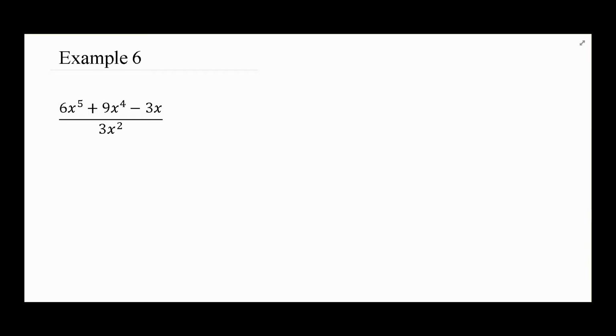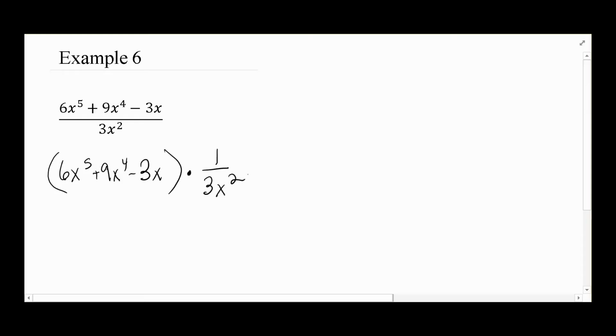So this is an example where up top we have a polynomial, and in the bottom we have a monomial. Again, monomial means there's one term. So what we can think about is going on here is we can think about 6x to the 5th plus 9x to the 4th minus 3x as being in parentheses, and then it's multiplication by 1 over 3x squared. So that really means the same thing: to divide by 3x squared means the same thing as to multiply by 1 over 3x squared.